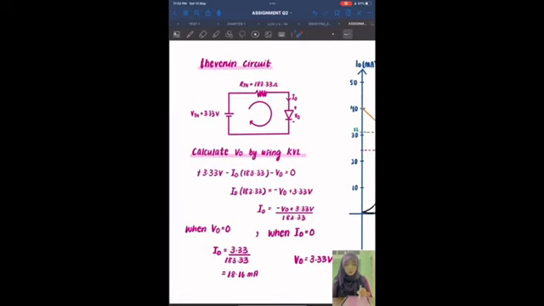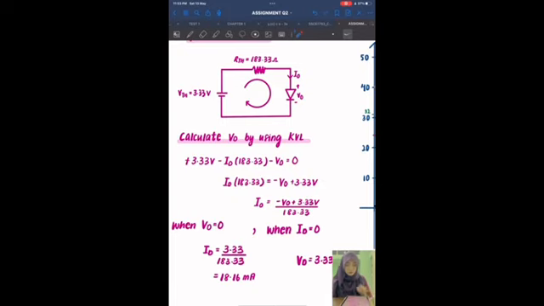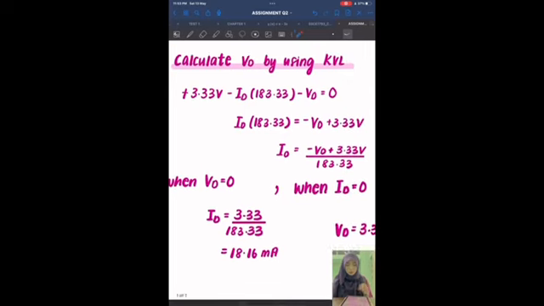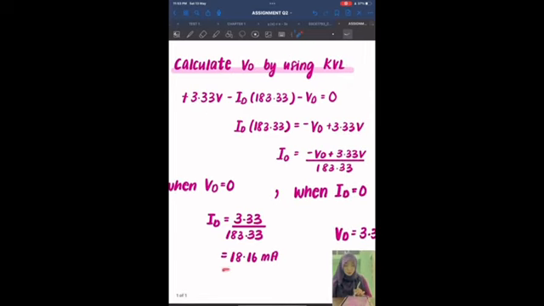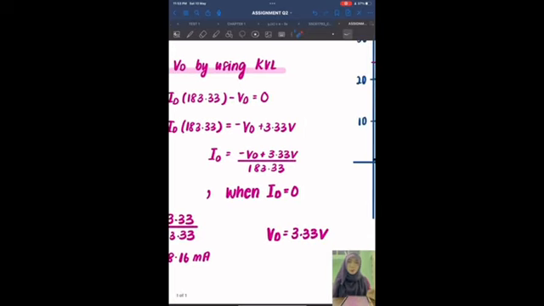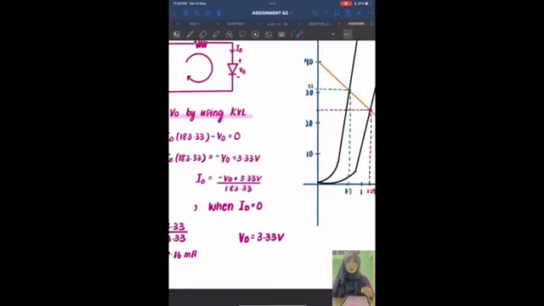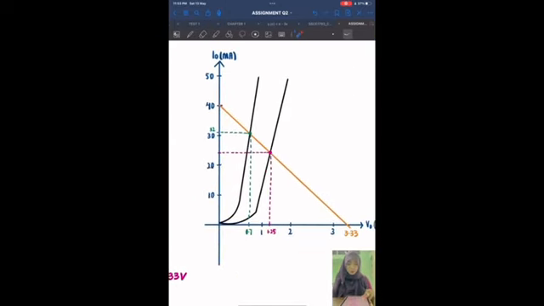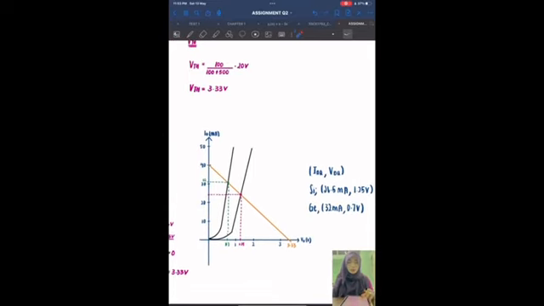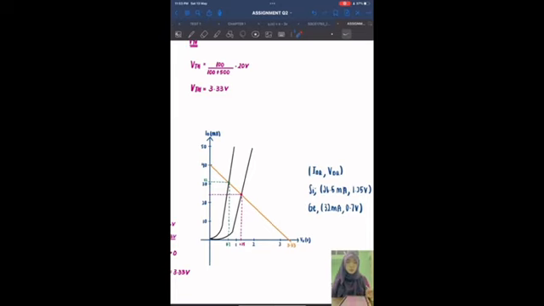So by using the KVL method, we can obtain this equation, and with the condition of VD equal to 0, we can obtain the value of ID, which is equal to 18.16 milliampere, and then in the condition of ID equal to 0, we can find the value of VD, which is equal to 3.3 volts. By using the values of ID and VD, we can plot the load line on the IV characteristic obtained, and finally we will get the values of IDQ and VDQ.